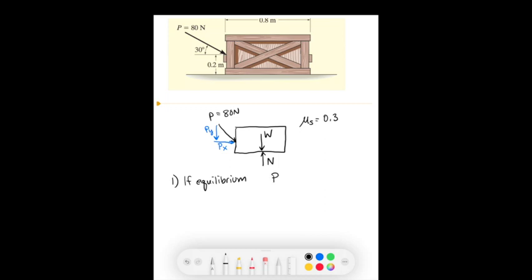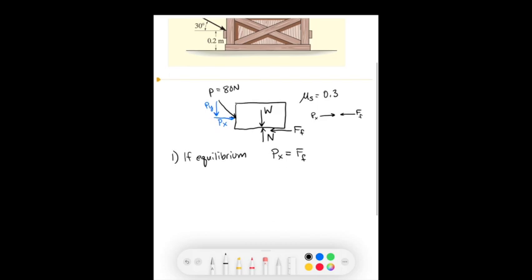If it's in equilibrium, that means that the forces in the x are equal, so we have Px would be equal to our friction, which is pushing back. The friction force is going to go against the impending motion. Because the force is trying to push the crate to the right, the friction force will push back to the left.